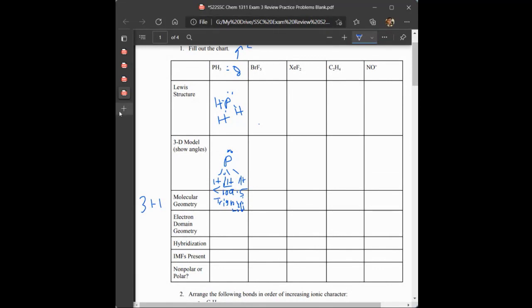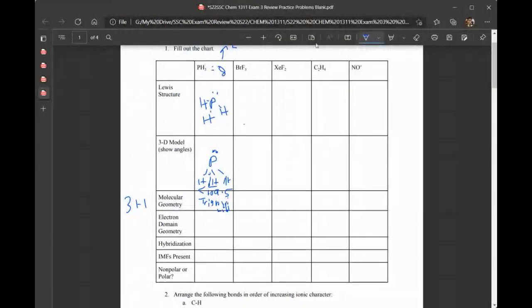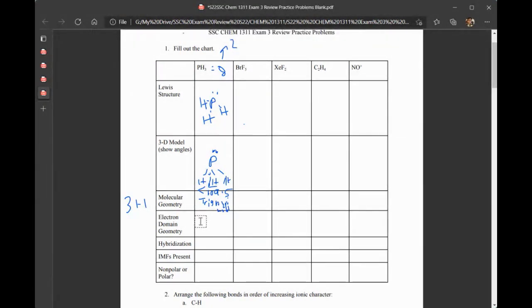Let me go ahead and see if I can figure out my tablet board. But I could just type it. Okay, so that's trigonal pyramidal.